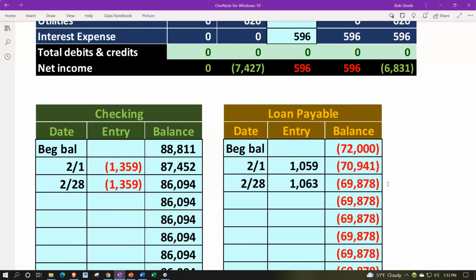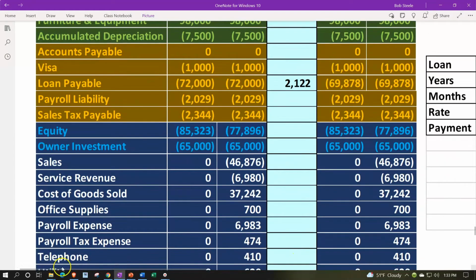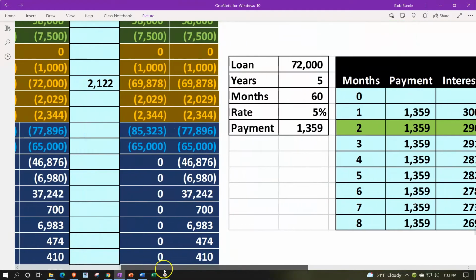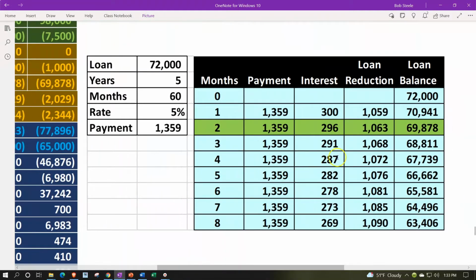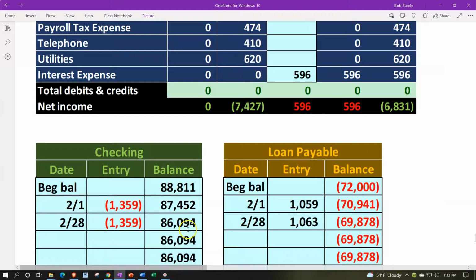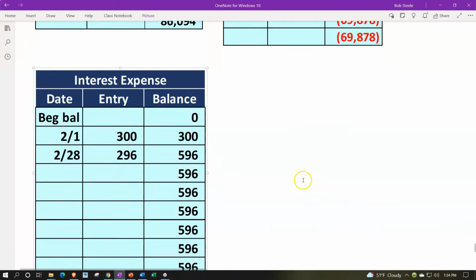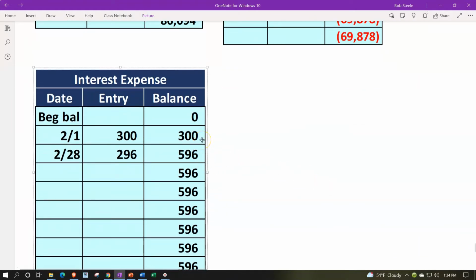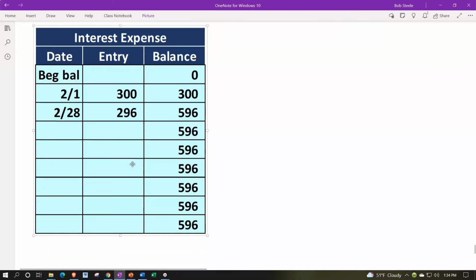This amount should match our amortization table, although we do not have the pennies on it. So we got the $69,878 here after the second payment. So that matches there. It does. It totally does. 300 was where we were at before. We had the interest of the 296, brings it up to the 596.